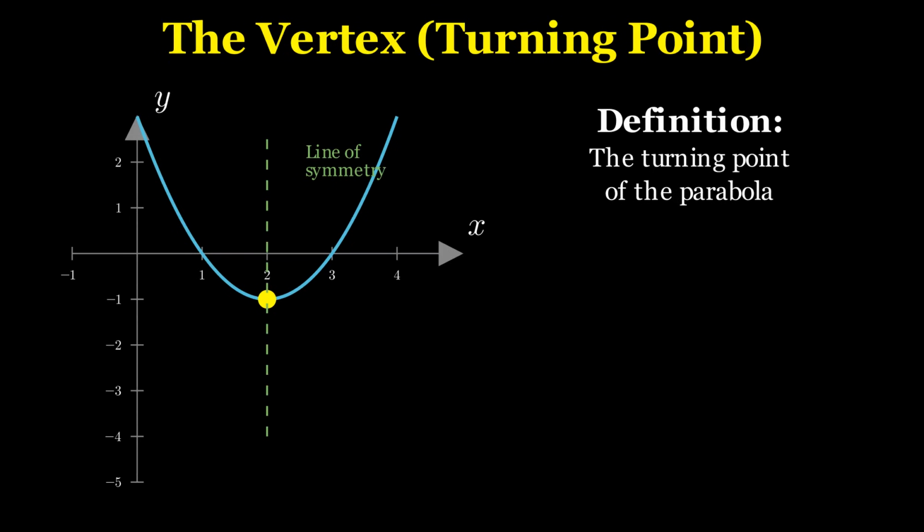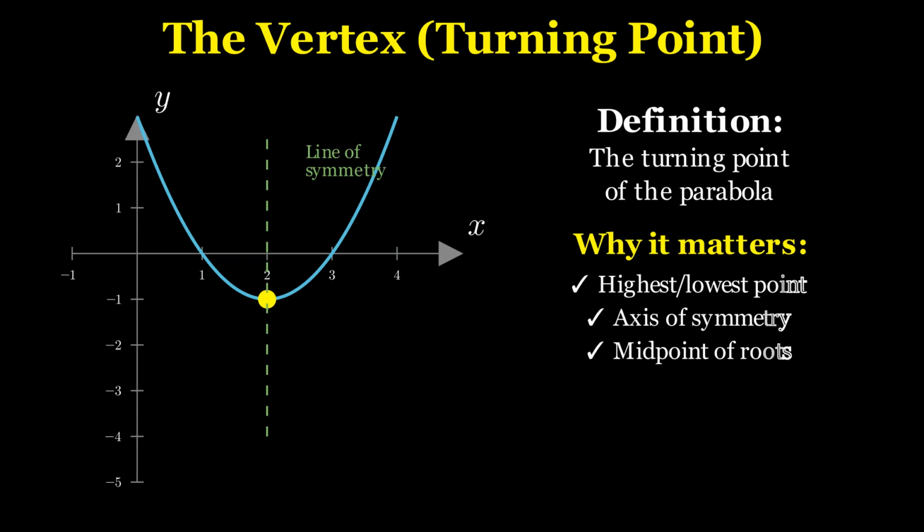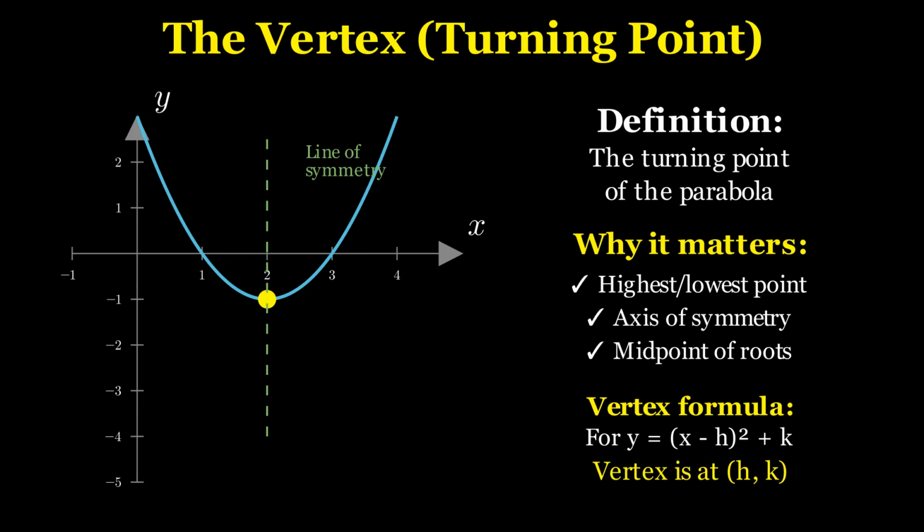Here's a handy tip. If your equation is in the form y equals x minus h all squared plus k, then the vertex is simply at h, k. Memorize that formula. It'll save you tons of time. Let's put everything together with a complete example.